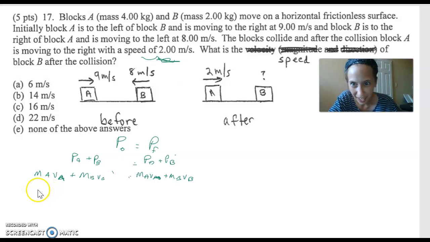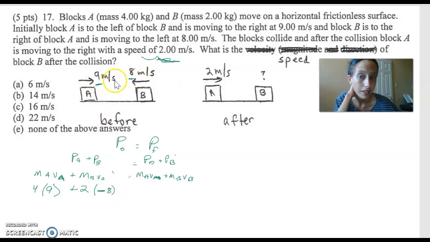Okay. Mass of A is 4. Velocity of A is 9. Mass of B is 2. Velocity of B, and if you missed it, it was probably right here, is -8. If you put the velocity of this one as positive, you have to make this one negative. You could have made the 8 positive and the 9 negative.